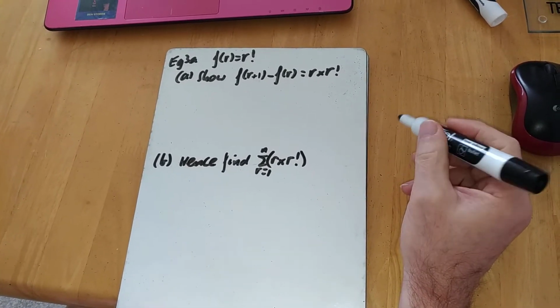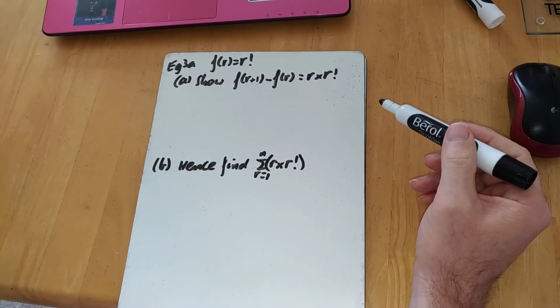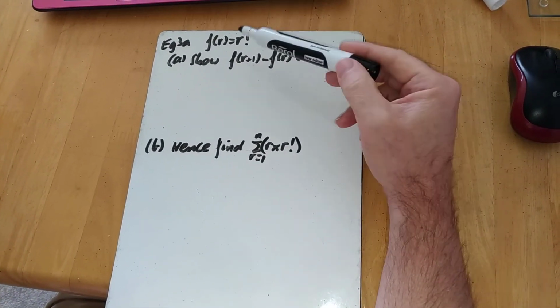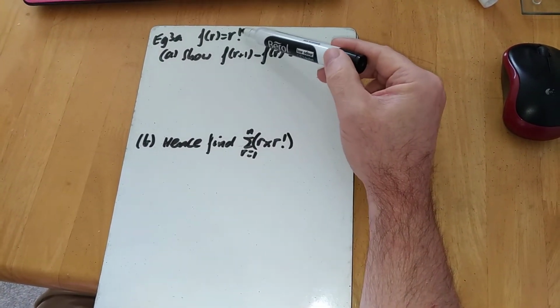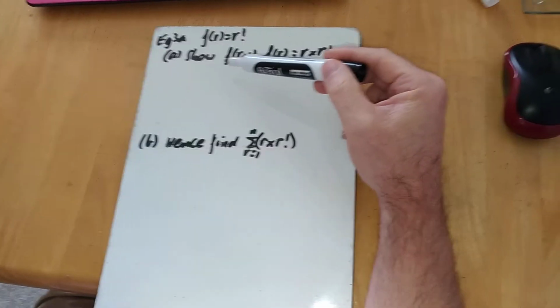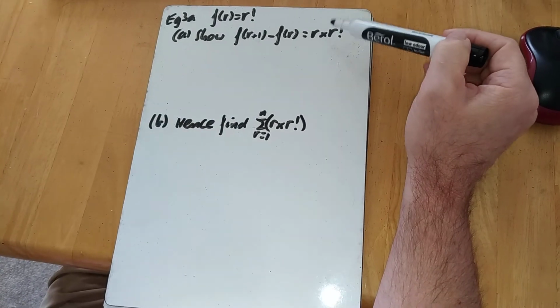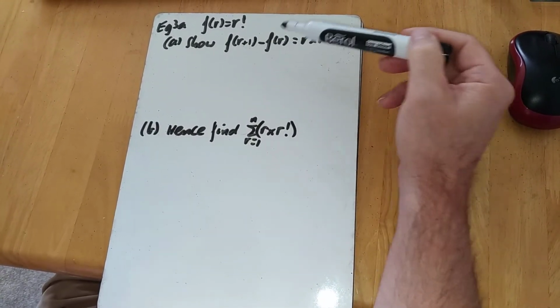Okay, the third example is an interesting one. It's not a partial fraction like most of them are. It's a factorial one. So we're given that f of r equals r factorial. Part A, show that f of r plus 1 minus f of r equals r times r factorial. So this is where we're going to introduce our differences.